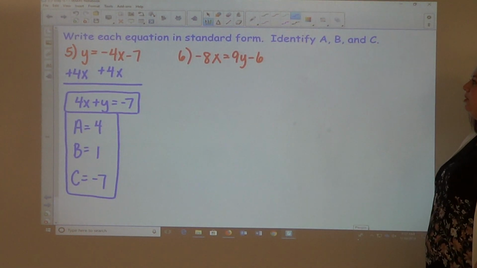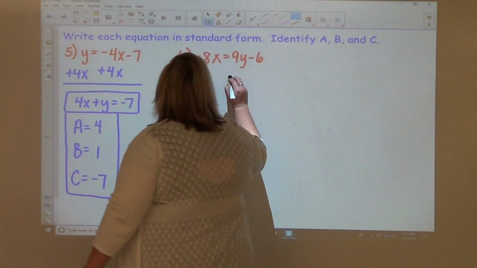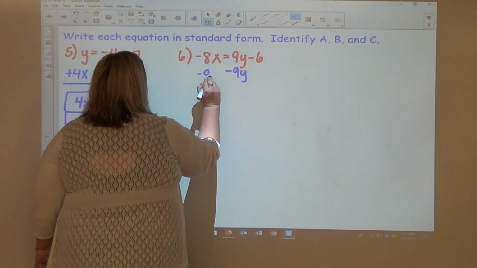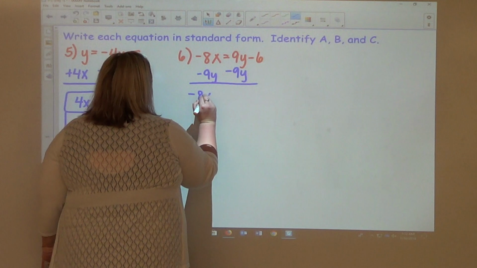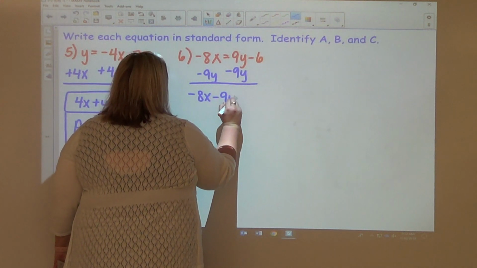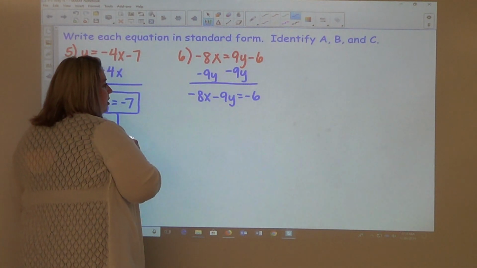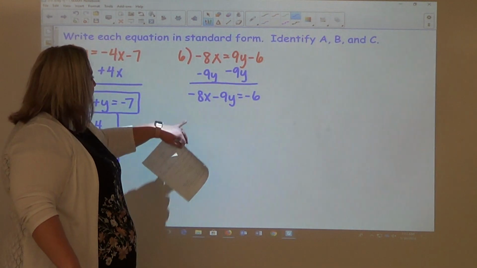Okay, next example, you need to get x and y both on the left. So I would have to subtract 9y from both sides. So I have negative 8x minus 9y equals negative 6. Okay, I don't have any fractions or decimals, but a is negative.